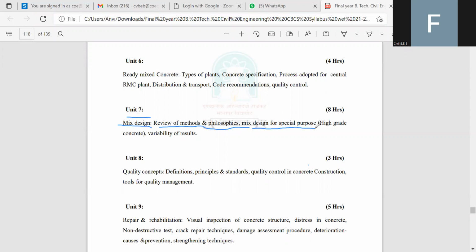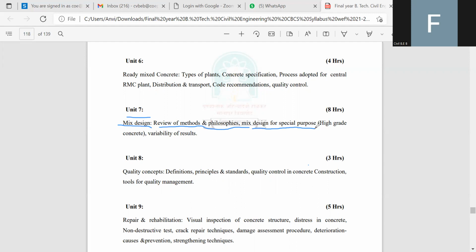Then mix design for special purpose. As I told you in the morning, if we go more than M25 grade, then we have to use mix design. We cannot use the proportions as we have discussed: for M10 1:3:6, for M15 1:2:4, for M20 1:1.5:3, and for M25 1:1:2. These are the proportions for these 4 grades. But if we go for M30, M35, M40 mix design, then we have to use mix design only.